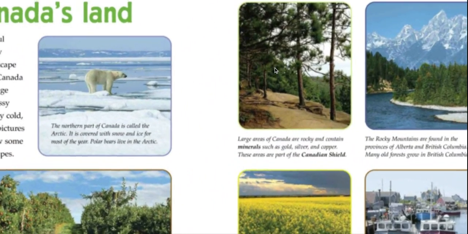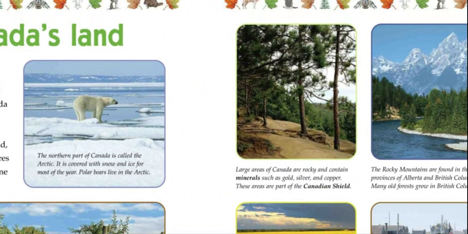Let's zoom in here. So this is the other landscape. Large areas of Canada are rocky and contain minerals such as gold, silver, and copper. These areas are part of the Canadian Shield. Canadian Shield is a place mostly in the southern parts of Canada, and it's just solid rock, and then there's soil above it.